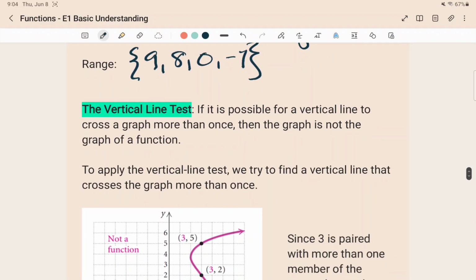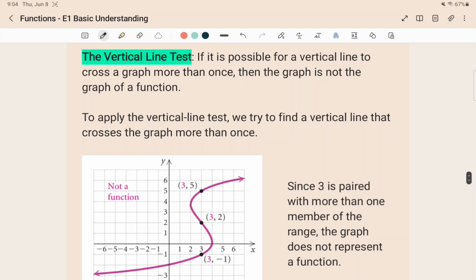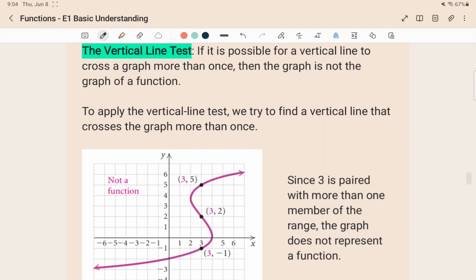There's an easy way to test this. It's called the vertical line test. If it's possible for a vertical line to cross a graph more than once, then the graph is not the graph of a function. To apply the vertical line test, we try to find a vertical line that crosses the graph more than once.